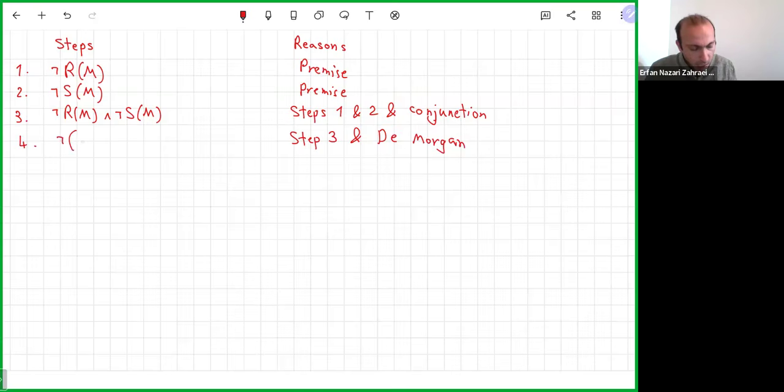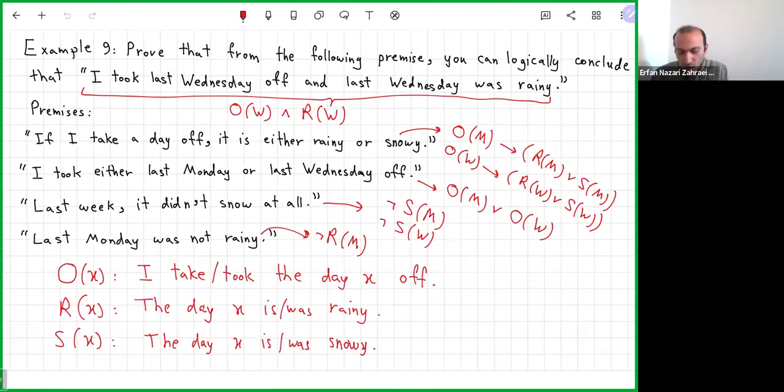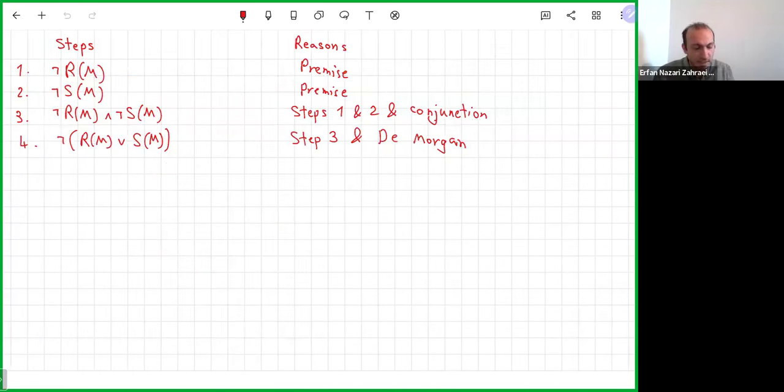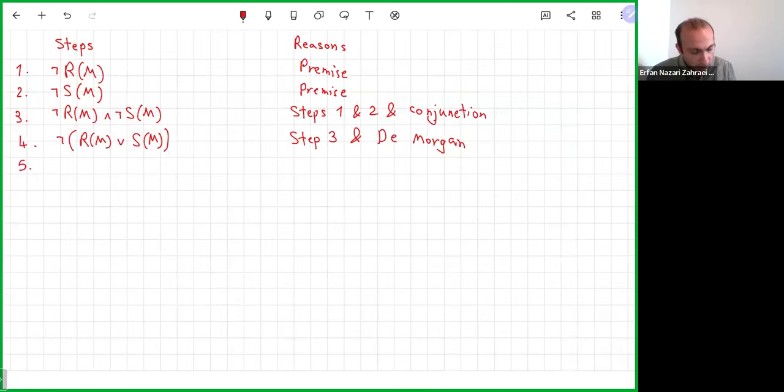Then you get not Rm or Sm. Okay, now I'm in a good position. If I bring this beside that, then I can use a rule of inference. Let me bring this premise now. 5, it's Om implies Rm or Sm. This is a premise.